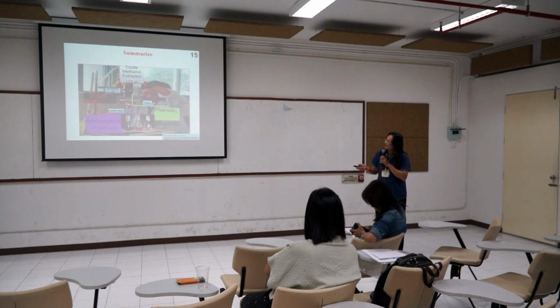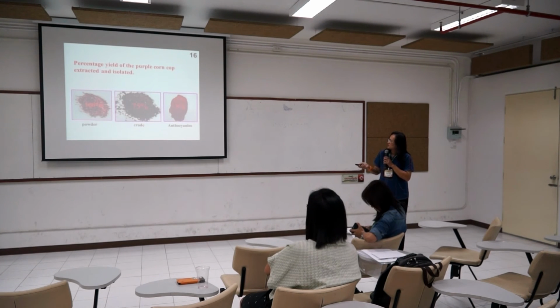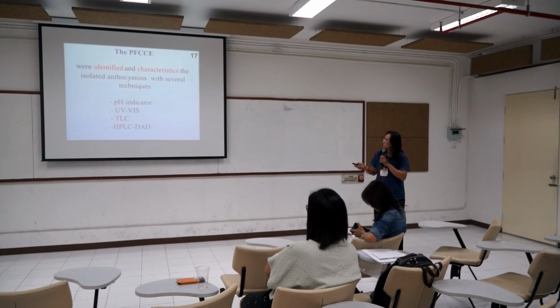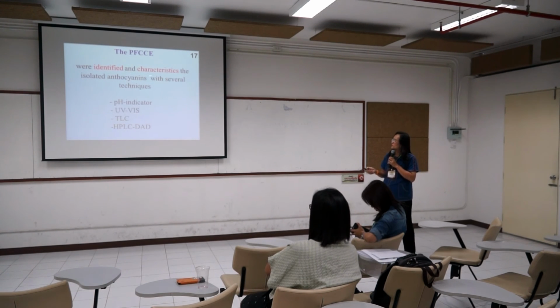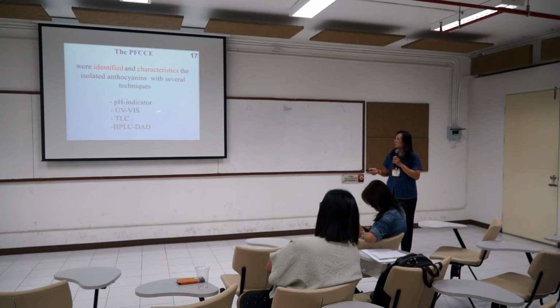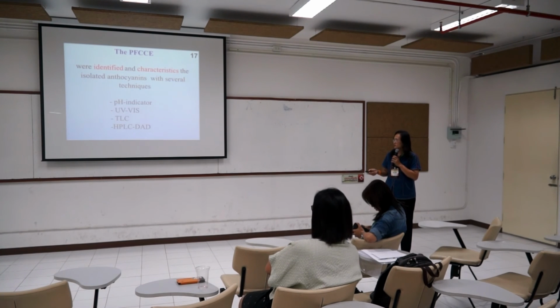I will show you a little bit quickly, because Ajahn showed me a ton. This is the percentage of anthocyanin we extracted by column chromatography. We get 8%. To make sure that we separated the anthocyanin, we have to identify and characterize it by several techniques, like the pH indicator, UV, thin layer chromatography, high pressure chromatography, or something like that.